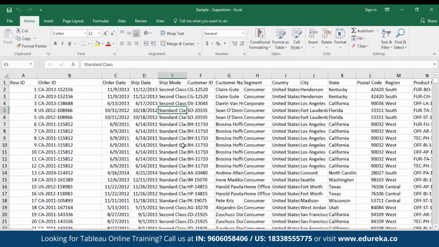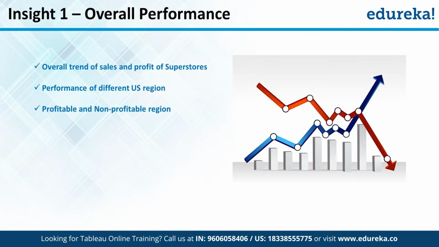So pay attention guys. The questions which we will answer today through our Tableau dashboards are, the first question which we will answer is, what is the overall trend of sales and profit of superstores? How different regions have performed so far and which region has been profitable or non-profitable so far? So that is the first question which we are going to answer, right?